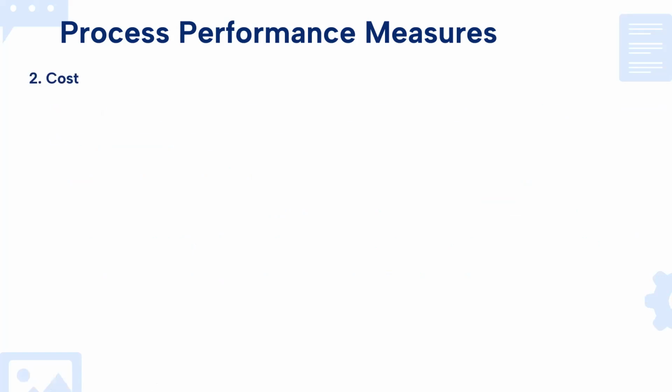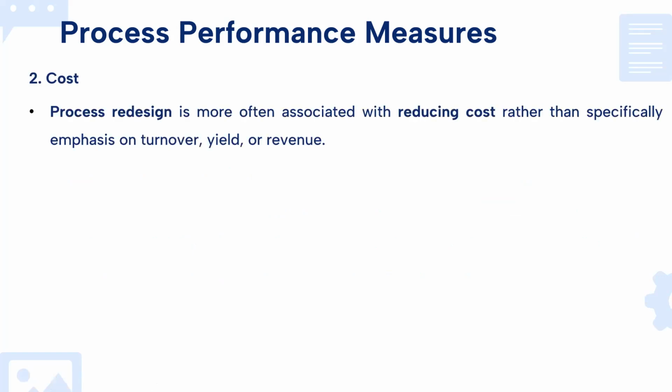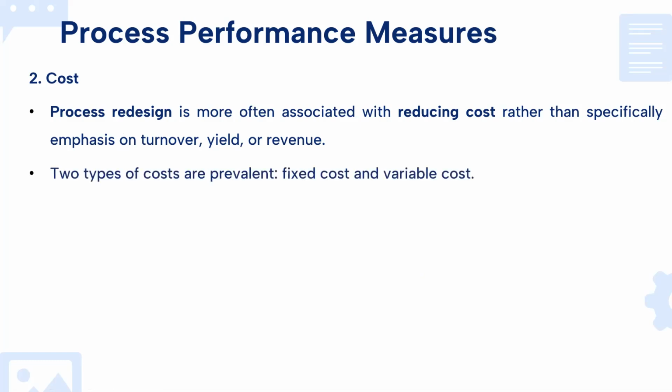The next one is the cost. Here, we are not going to focus on increasing the turnover, yield or revenue in business process management. When we talk about cost and financial aspects, we are going to focus on reducing these costs. By reducing them, we can have a higher margin and then increase the revenue, yield, or turnover. So in process design and redesign, we have to redesign our processes in a way that we can reduce the particular cost.